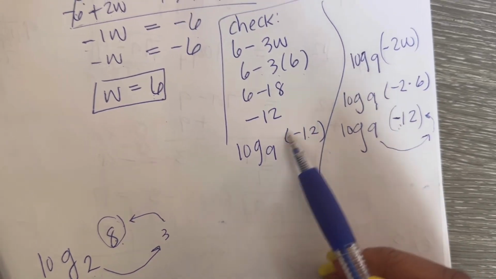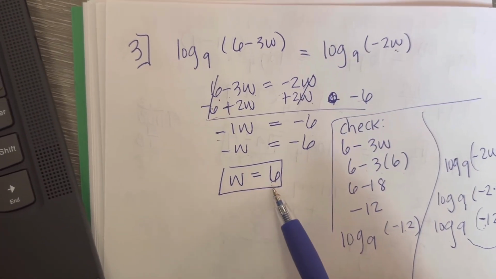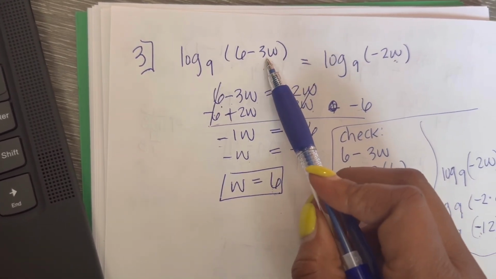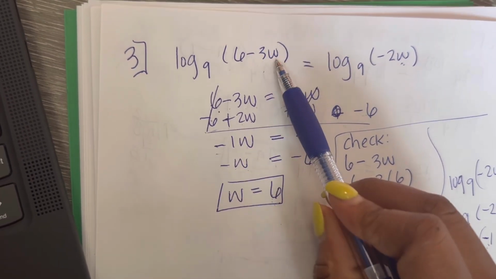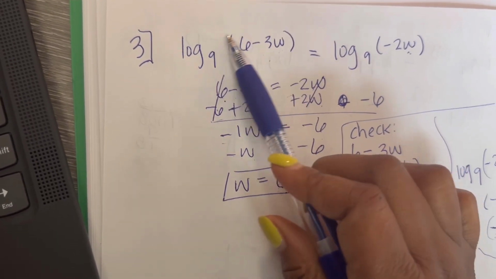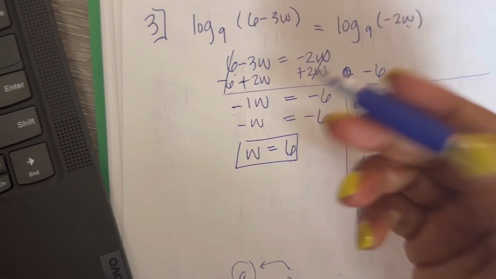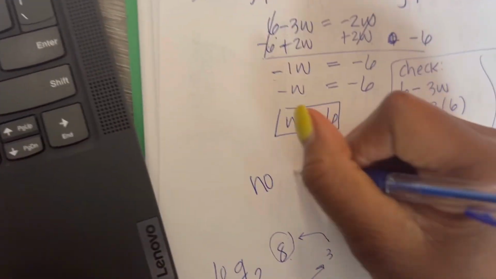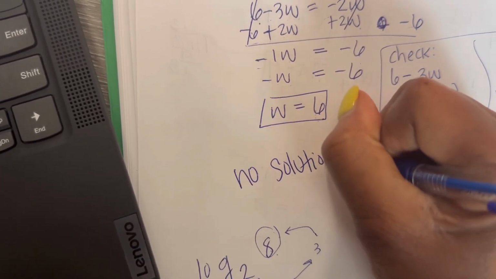This argument ends up being negative. The 6 does not work. 6 minus 3 times 6 will give you a negative argument up here. So this one has no solution. Your answer would be no solution.